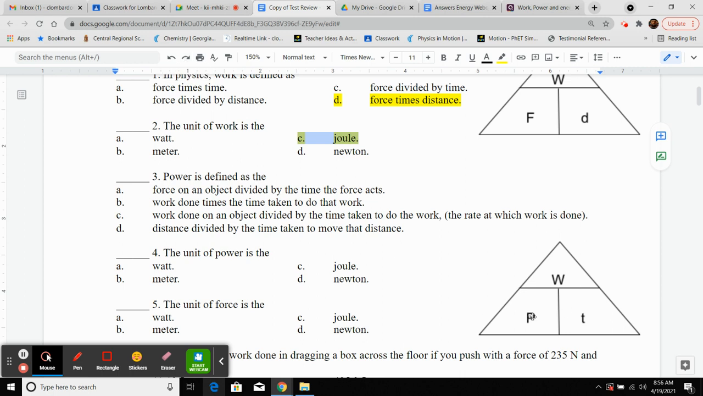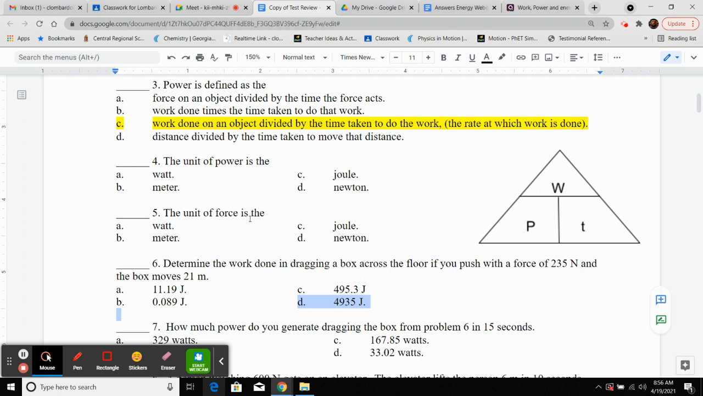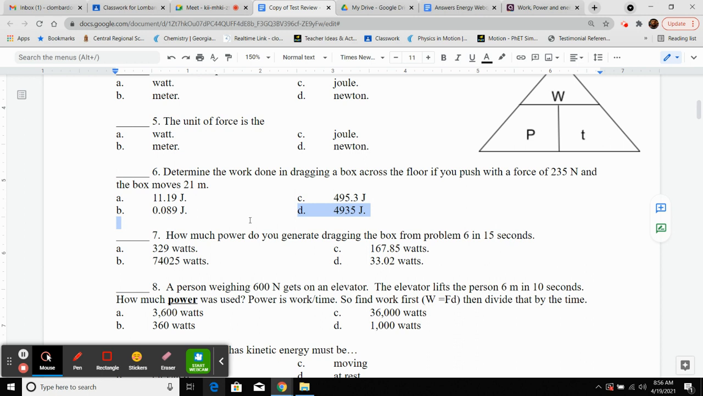Well, here's the triangle for it right here. So if P is power, if I cover that up, it's work divided by time. So which one of those makes the most sense? You're right. C. Good. What is the unit for power? No, it's watt. But you should know that. Okay. Unit for force. Well, we should always know what that is. I'm not going to highlight that one. You guys should be able to complete that.